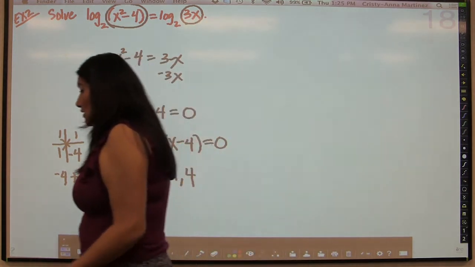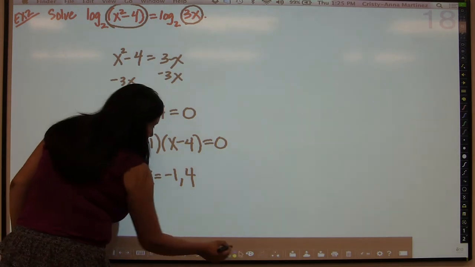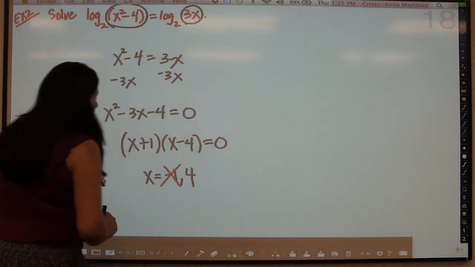And we cannot take the log of a negative number. It's not in the domain. So that means that negative 1 is out. It's an extraneous solution. But what about 4?